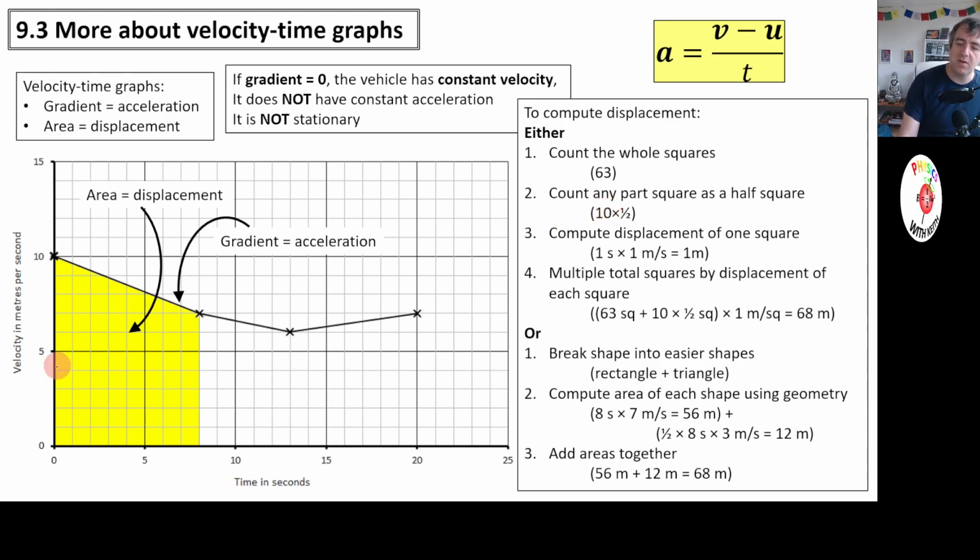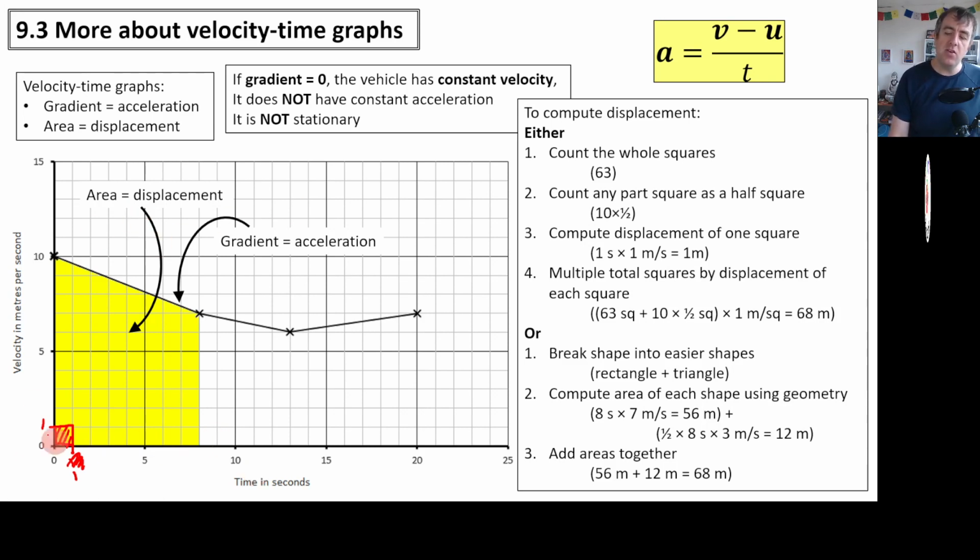But how much displacement is represented by a square? Now be careful with this. In this example, for simplicity, 1 square is a velocity of 1 for a time of 1. That's 1 metre per second for 1 second, 1 metre.